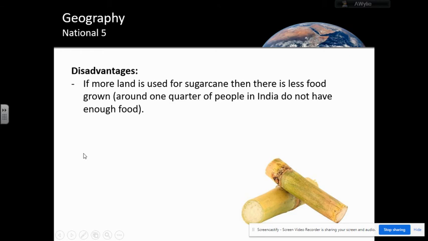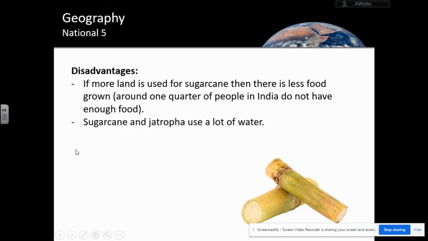And India, if we remember, is one of the world's largest countries with over 1 billion people. And therefore, it's very reliant on the amount of food it produces. And if more and more land gets lost to the production of sugarcane and jatropha, then less and less rice and other crops will get produced. So India might end up with even more food shortages than it currently has.